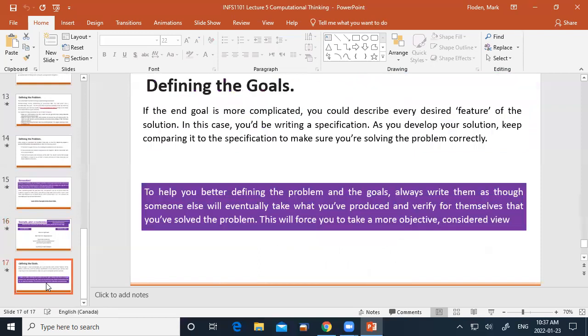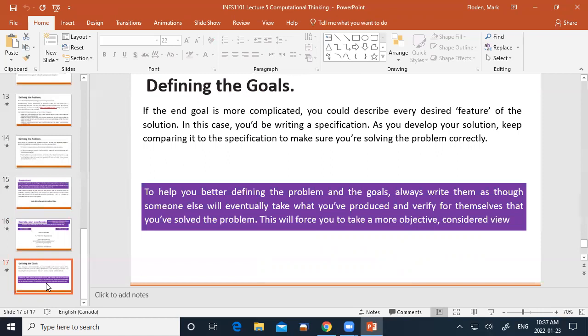If the goal is complicated, write a specification, a developer specification. The purple is highlighted, so that's important to help you better define your problem goals. Write them as though someone else will eventually have to do it. A lot of times in computing, we do this afterwards. We write a document, a specification of our work, so that somebody can pick it up and change it as time evolves, so that the product has some life.